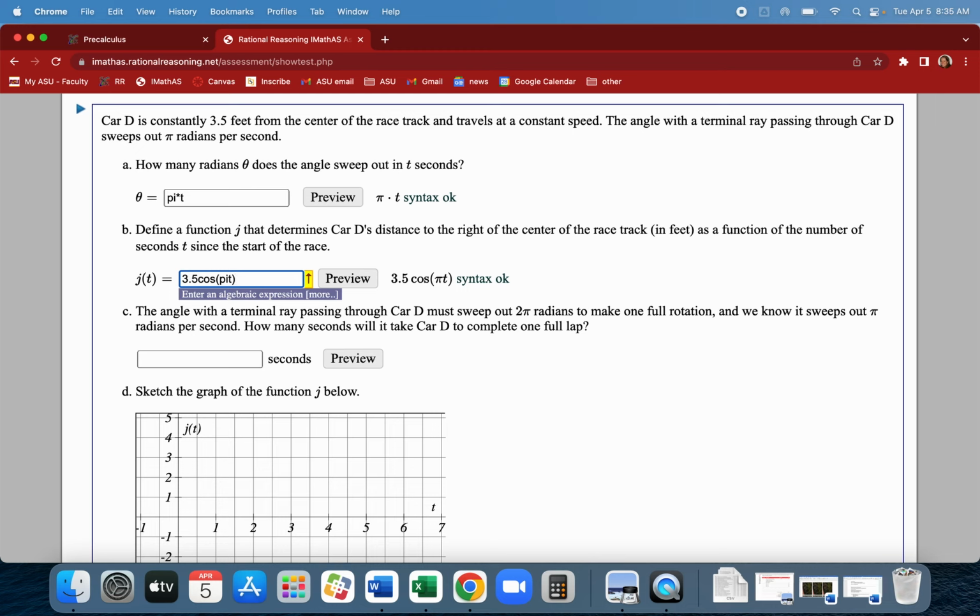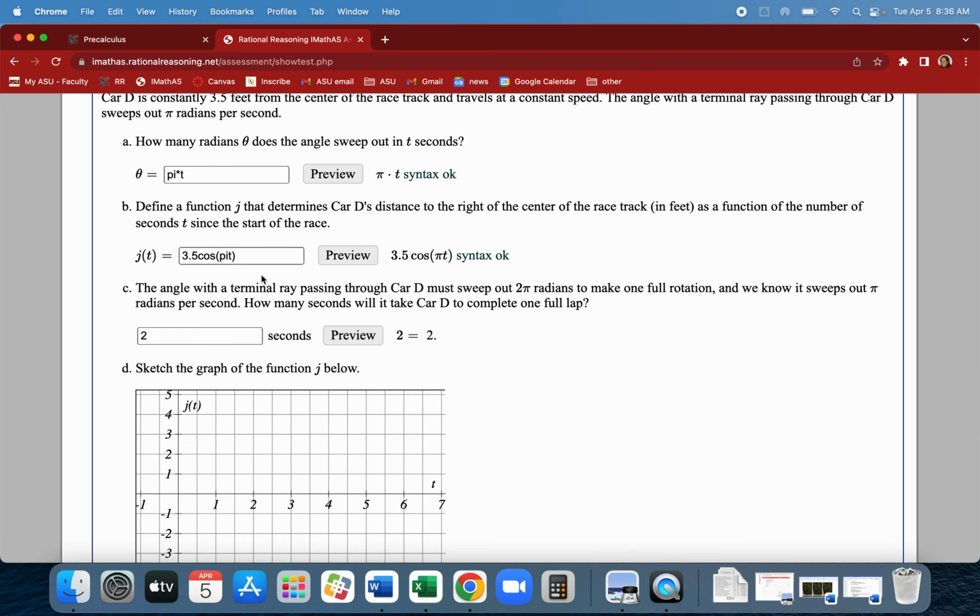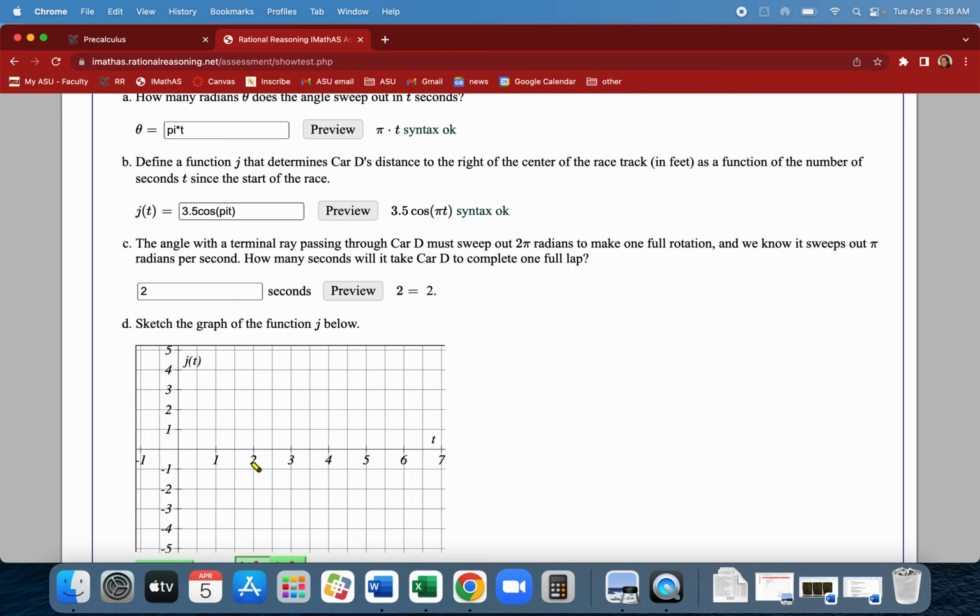All right, so the angle with the terminal ray passing through car D must sweep out 2 pi radians to make 1 full rotation. It goes through pi radians per second, so how many seconds does it take to complete a full lap? 2, which is nicer numbers than on our graph. Weird things in our expression here, but for t from 0 to 2, it'd go through 1 full lap. Meaning it'd go from 3.5 down to negative 3.5 and back in 2 seconds.